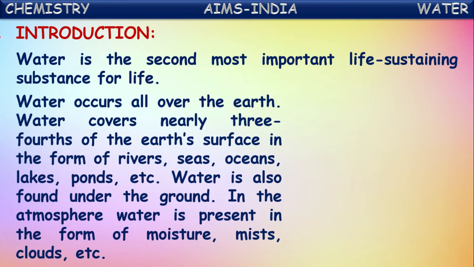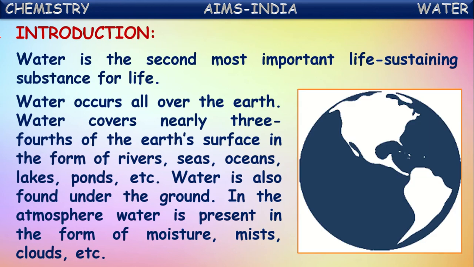So water is the second most important life-sustaining substance. Water occurs all over the earth. Yes, all over the earth, water is available. Water covers nearly three-fourths of the earth's surface in the form of rivers, seas, oceans, lakes, ponds, etc. That's why if we see any globe or picture of earth, it seems mostly blue in color. What is this blue color representing? Water, the presence of water on the earth's surface. Because nearly three-fourths of the earth's surface is completely covered with water.